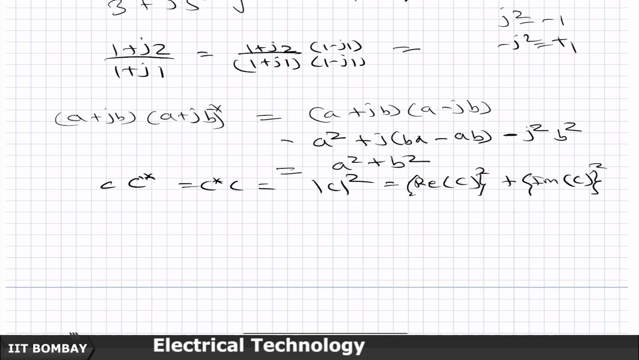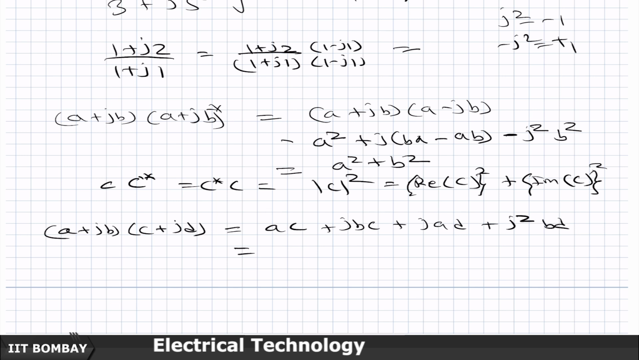So, the complex conjugate becomes like this, and if you multiply two complex numbers, let us say a plus j b and c plus j d, then it is a 2 cross 2 multiplication. So, 4 terms will arise: a c plus j b c plus j a d plus j square b d, which is the same as saying that add the real parts together.